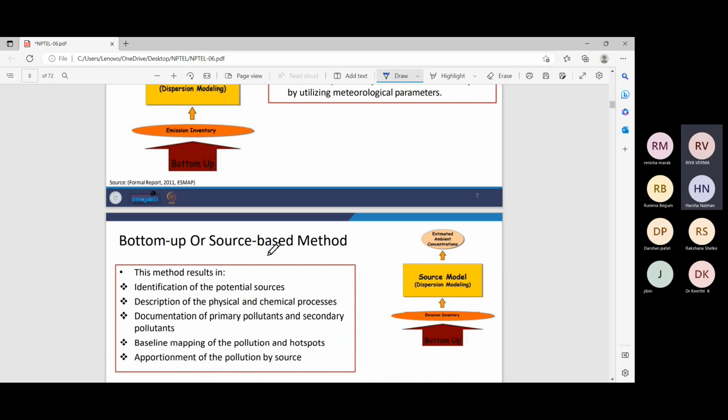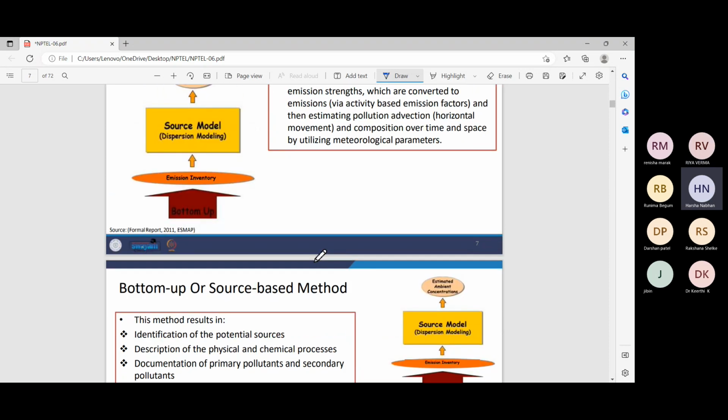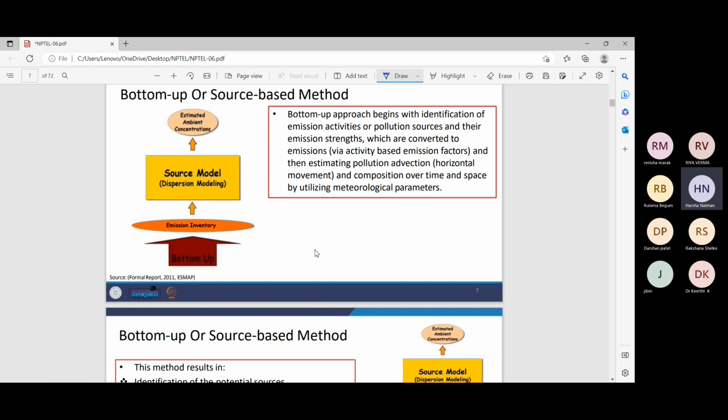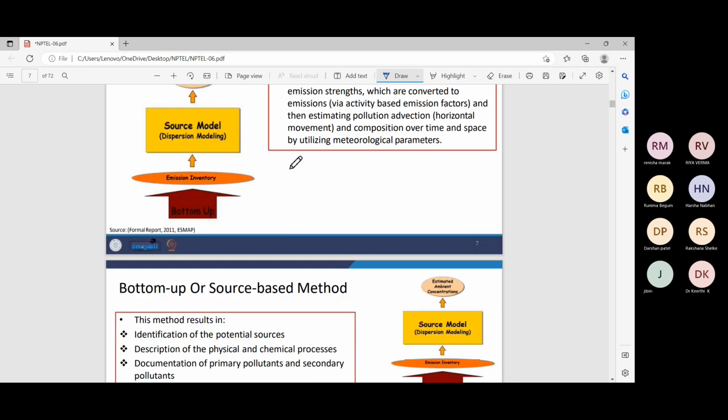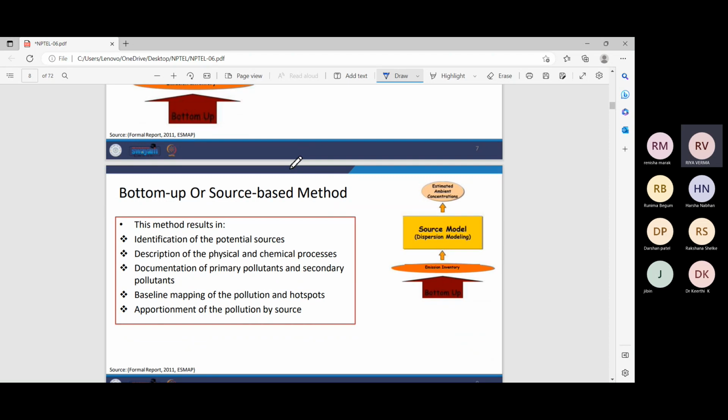Ma'am, what is the meaning of emission strengths, ma'am? It is given in that PPT slide. Which term? Emission strength. Okay, emission strength is basically the total amount of emission that a particular source can generate. That is its emission strength. Thank you, ma'am.